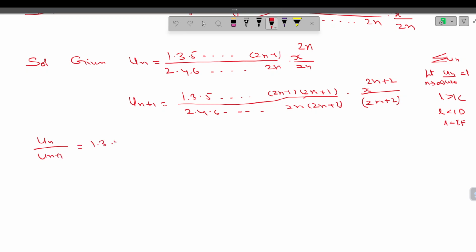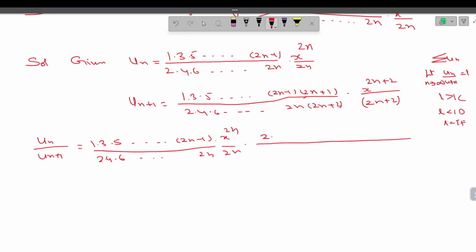What is our un? 1, 3, 5, and so on up to 2n minus 1, x to the power of 2n, divided by 2, 4, 6, and so on up to 2n into 2n. Now un plus 1: the denominator became the numerator. 2, 4, 6, and so on up to 2n into 2n plus 2, over 1, 3, 5, and so on up to 2n minus 1, 2n plus 1. This will be 2n plus 2, and x to the power of 2n into x square.